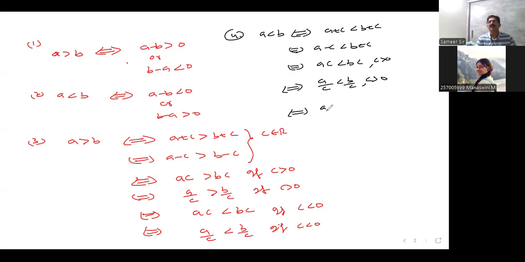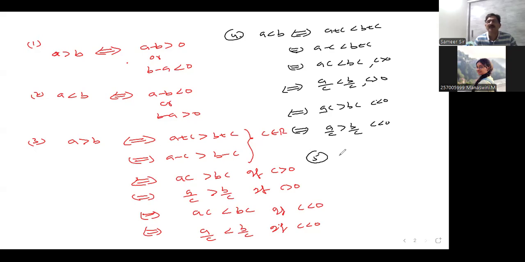Now in this case, if I write AC is greater than BC, that means C is less than 0. We multiplied with a negative quantity. And if I write A by C is greater than B by C, then also I multiplied with a negative quantity. Nothing will happen. And this is the fourth one.